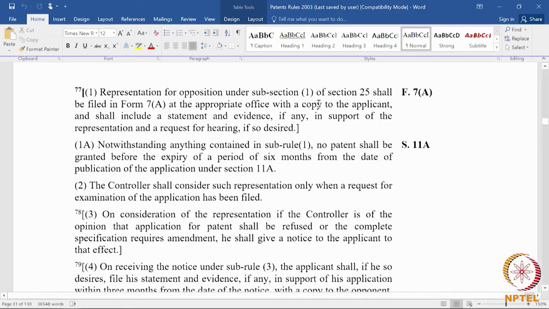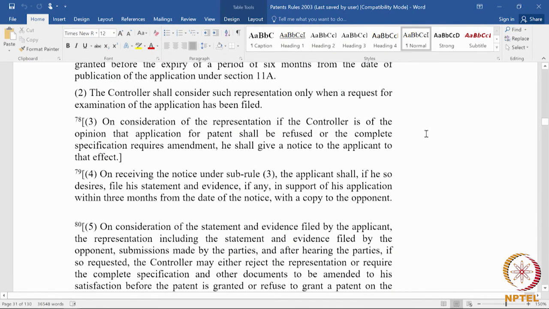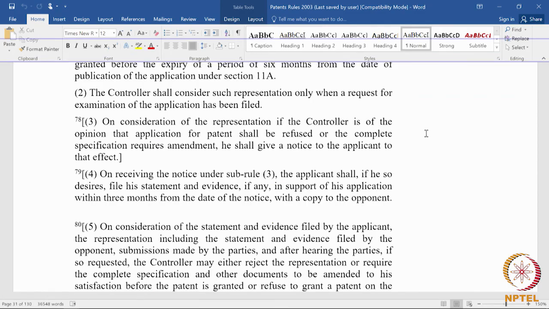2. The Controller shall consider such representation only when a request for examination of their application has been filed. Now, we saw that a request for examination can be filed either by the applicant or by a person interested. There the language used was interested person. Now, here it says an opposition shall not be taken into consideration till a request for examination is filed, which means till the application is taken up for prosecution, that is when the patent office starts looking into it. Pre-grant opposition is not a concern for the patent office until then.